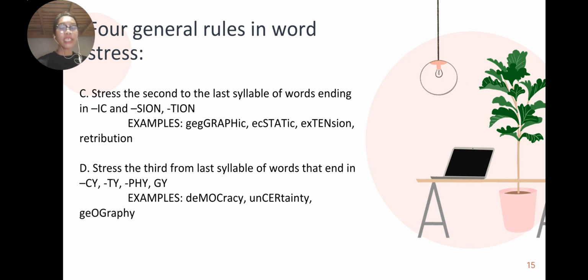And letter D, the last one, we have stress the third from last syllable of words that end in CY, TY, PHY, and GY. So for example, we have democracy, uncertainty, and geography. Okay?